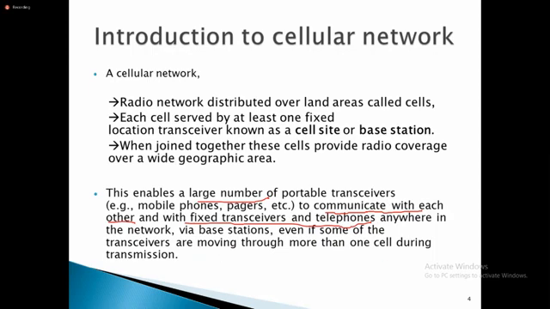Anywhere in the network via the base station, even if some of the transceivers are moving through more than one cell during transmission, right? When I communicate with another mobile, that mobile can be moving from cell to cell, but my call is not dropped. I can also be moving at the same time, and my call is not dropped. So using this cellular network technology, we can maintain a proper call between two mobile users, as well as between mobile users and land phone users, without any service interruption, using strategies like frequency reuse and handoff.